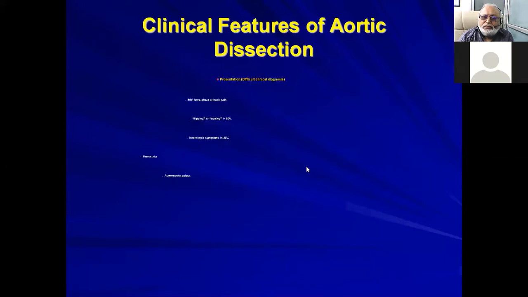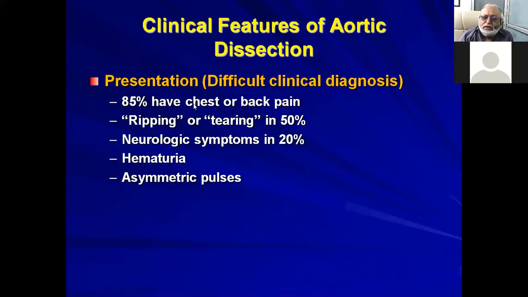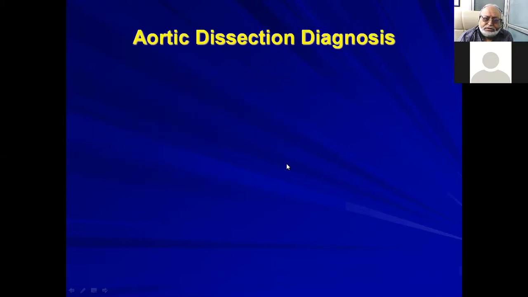Now, what are the clinical features of an aortic dissection? It is a very difficult diagnosis, but you have to have a very high index of suspicion. 85% of them will have chest pain that is radiating to the back, or even only upper back pain. It may be ripping or tearing in 50%, and in 20% there will be neurological symptoms like numbness of the hands. There will be hematuria, and there are asymmetrical pulses if you examine both the radial pulses.